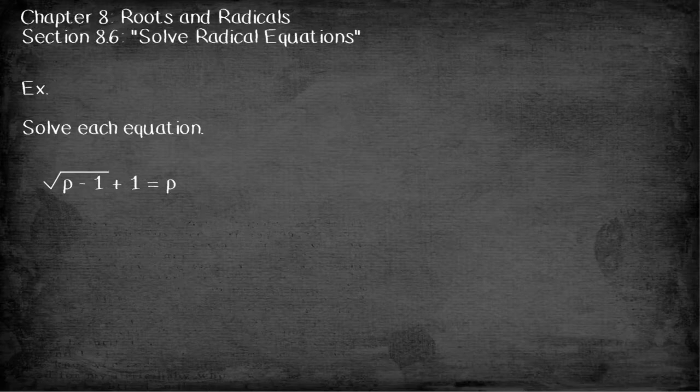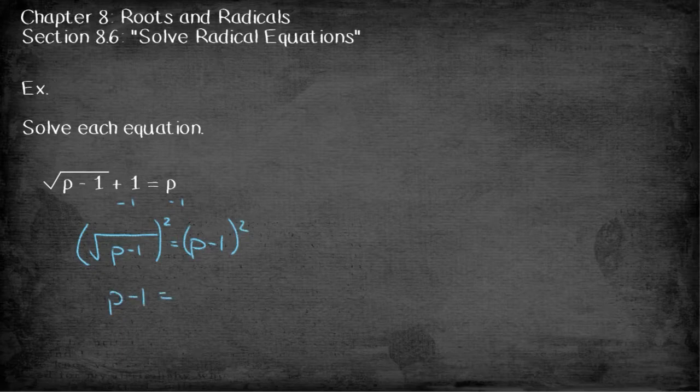All right, adding some more components now. We have p, the square root of p minus 1 plus 1 is equal to p. Again, we want to do the same thing that we were just doing. That is, we're going to isolate the radical expression. Subtract 1 from both sides. We'll get the square root of p minus 1 is equal to p minus 1. Now, I'll square both sides. On the left-hand side, I get p minus 1.